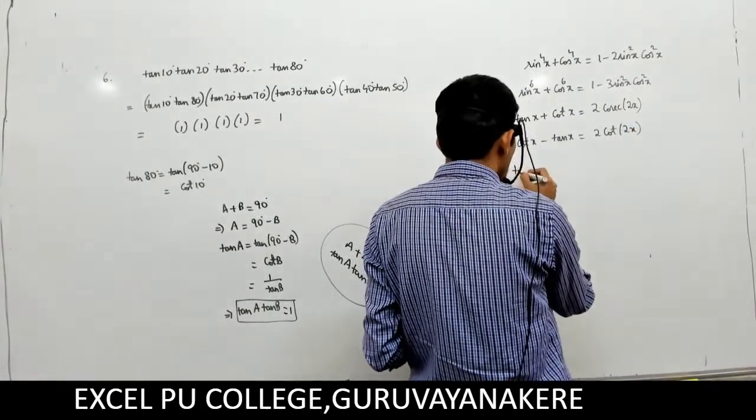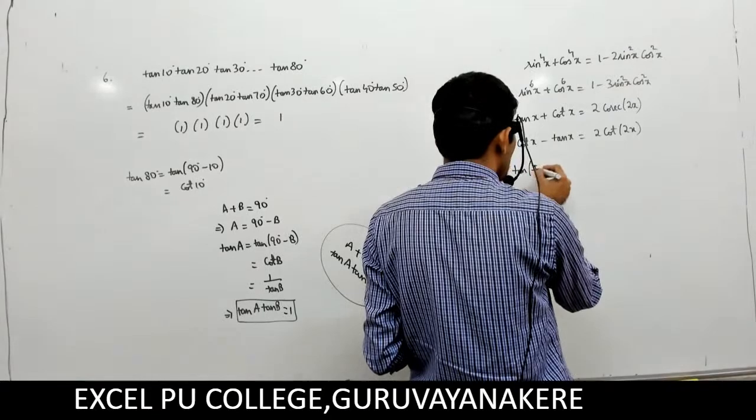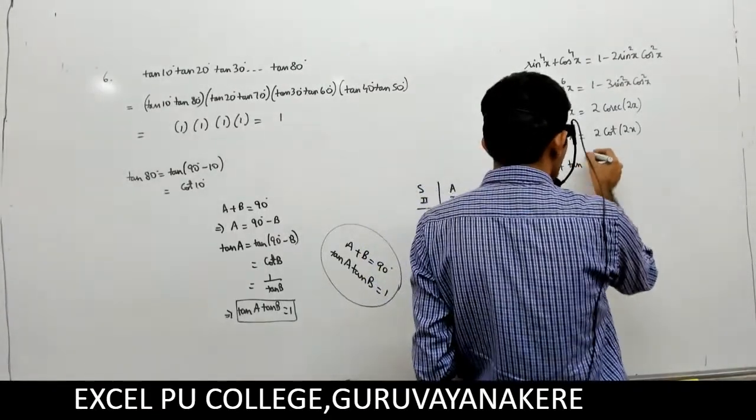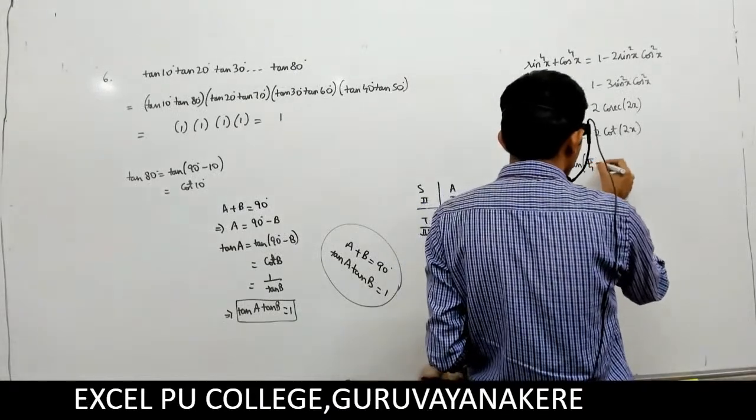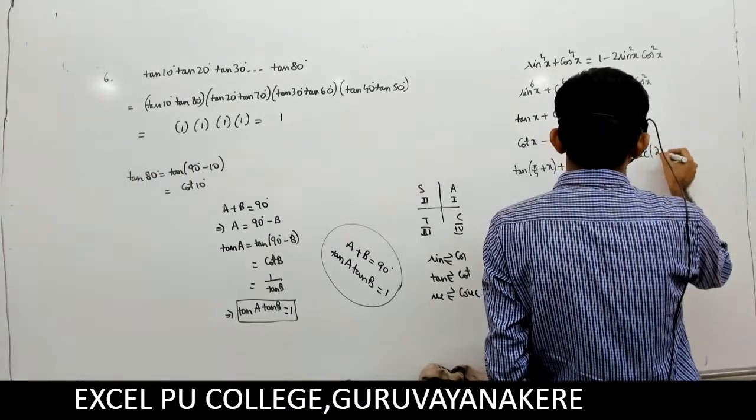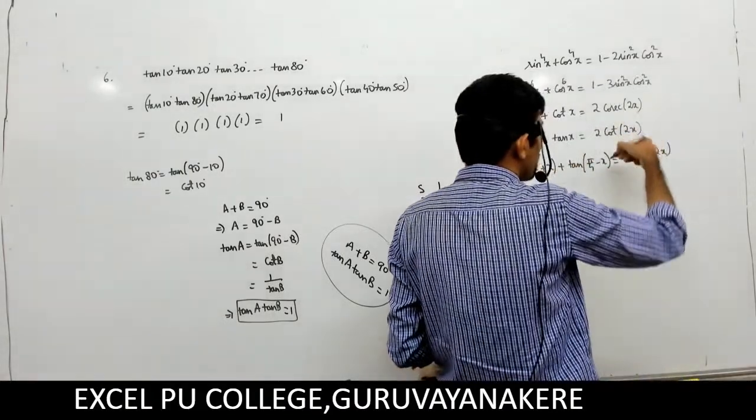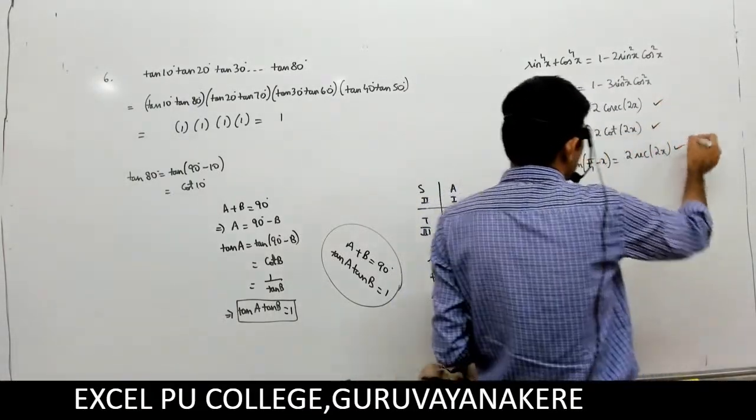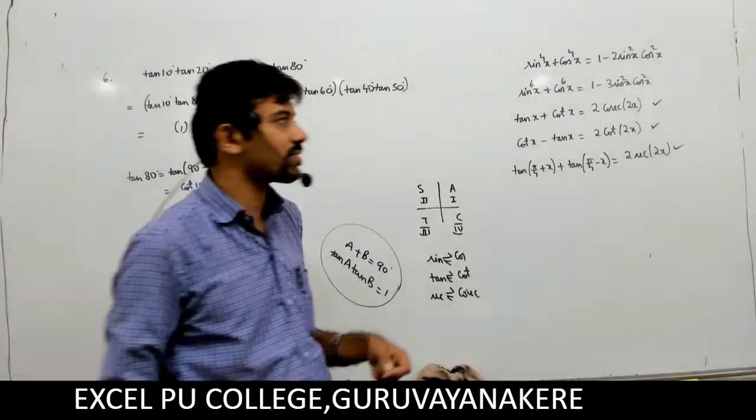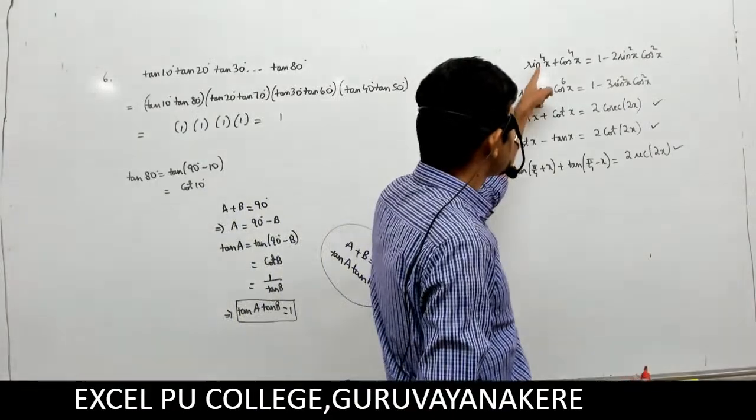Okay. And one more is tan of pi by 4 plus x plus tan of pi by 4 minus x. Tan of pi by 4 plus x plus tan of pi by 4 minus x is 2 times secant 2x. These are 3 important formulas, okay? One category is 2 cosecant 2x, 2 cot 2x and 2 times secant 2x. And these two is one category.